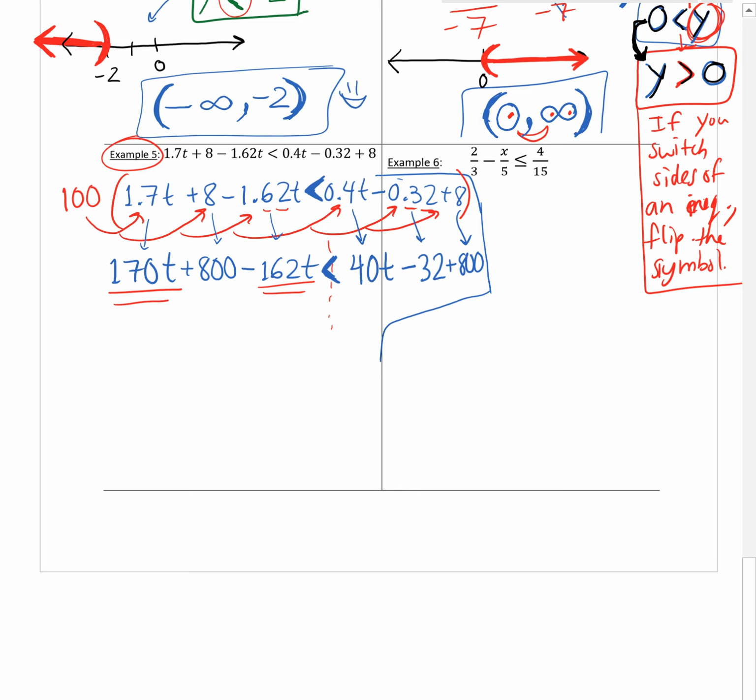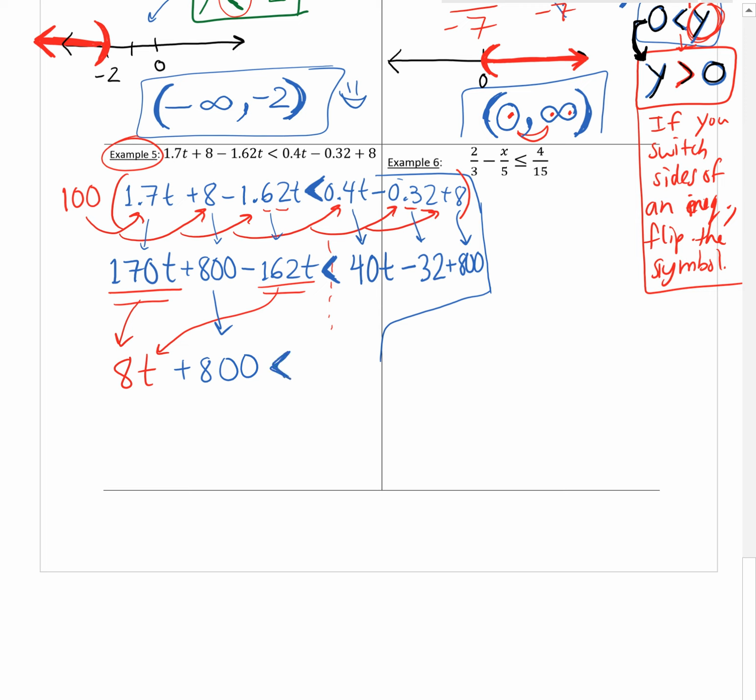And now I want to try to combine like terms. I see these guys are like terms. 170t minus 162t. 170 minus 162 is 8, right? Actually, that's not so bad, huh? Okay. And then this 800, he doesn't have anyone to combine with over here on the left side.